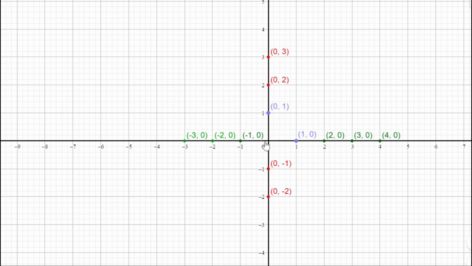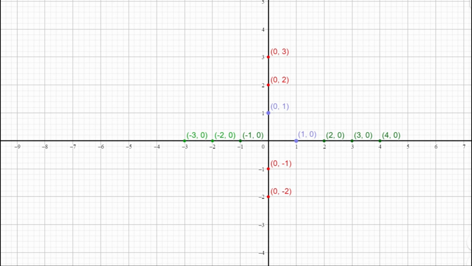We know the x-coordinate shows how much the point is to the left or right of the origin or y-axis. Here all these points are on the y-axis. It is not to the left or right of the y-axis. Therefore, the x-coordinate of any point on the y-axis is always 0. Third part, the coordinates of the origin. Origin is the intersecting point of the x-axis and y-axis. And we know the coordinates of the origin are 0, 0.